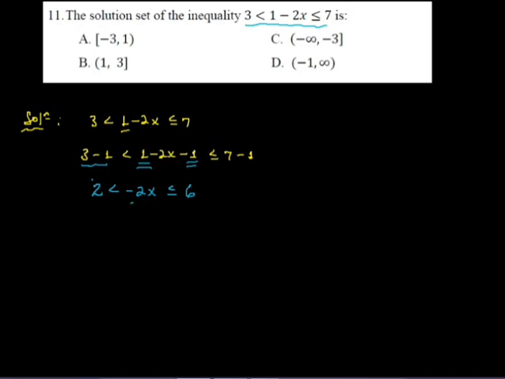Now what do we have here? We have -2x, so we will divide by a negative. So we divide the inequality by -2. 2 over -2, our inequality direction changes, greater than -2x over -2, which is greater than or equals to 6 over -2. Always, multiplying or dividing an inequality by a negative number reverses the inequality. So what does this become? -1 is greater than x is greater than -3.